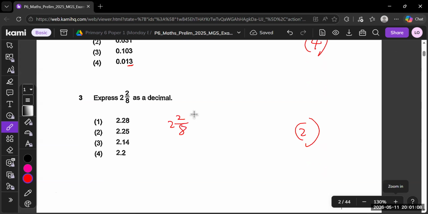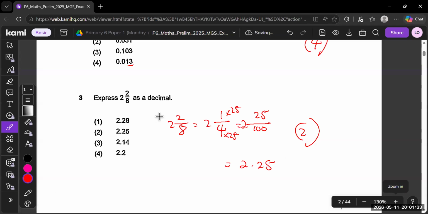You always try to get the simplest form, right? Shortcut, get the simplest form. So 8 divided by 2, 2 divided by 2, and then make the denominator into a 10, 100, or 1,000. So 4 times 25 will give you 100. 1 times 25 will be 25. So 2 wholes is 2.25. All right, that's your decimal, number two.